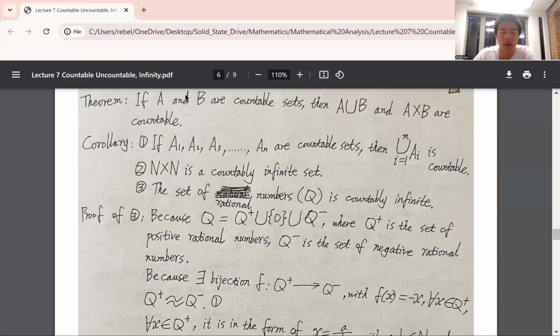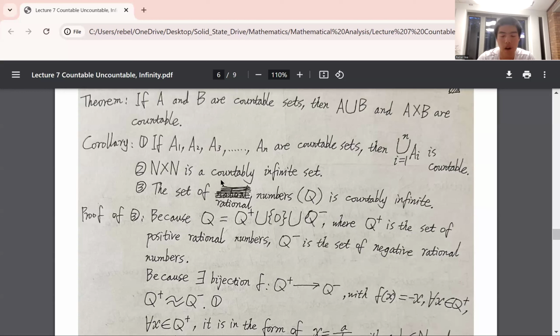And the second corollary here is that N Cartesian product with N is a countably infinite set. And we can understand this by, let's say, this is similar to this one. A, B are countable sets, N countable. So it's just a direct result.